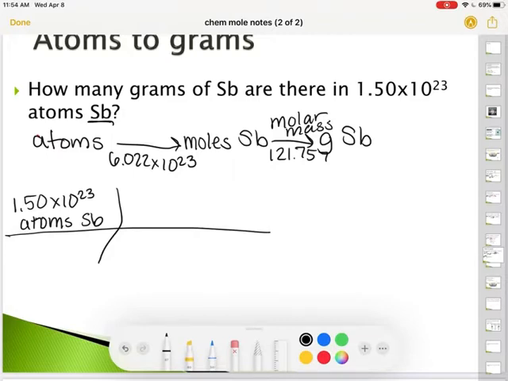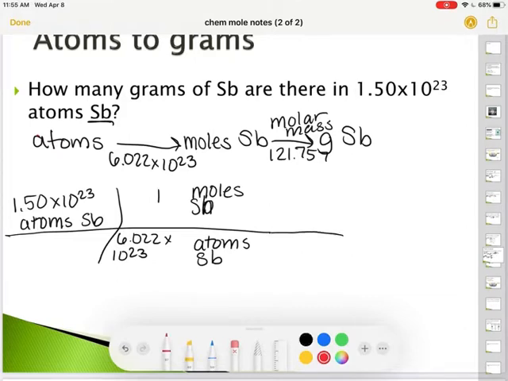Okay, got to get rid of atoms of antimony. So the term atoms of antimony has to go in the bottom. And the term moles of antimony, that's not an S, moles of Sb. In 1 mole of Sb, there are 6.022 times 10 to the 23 atoms of Sb.